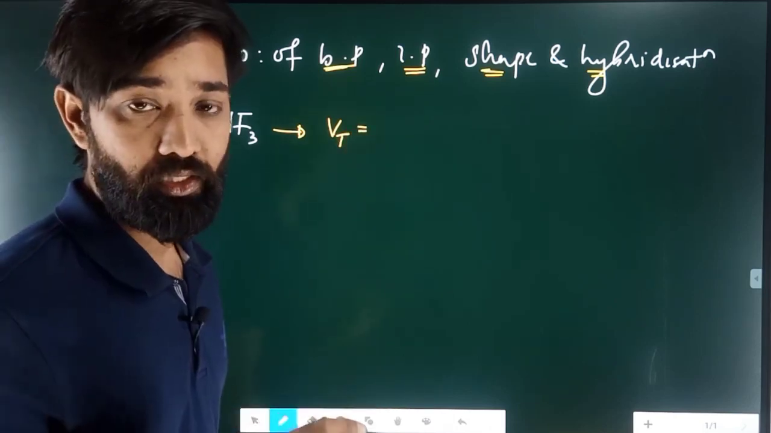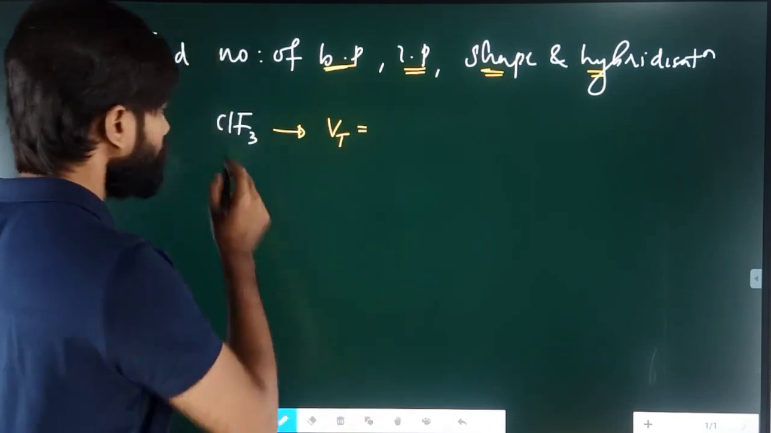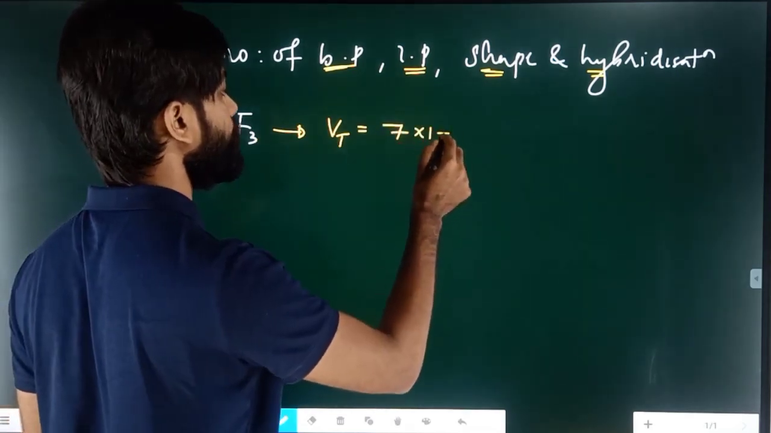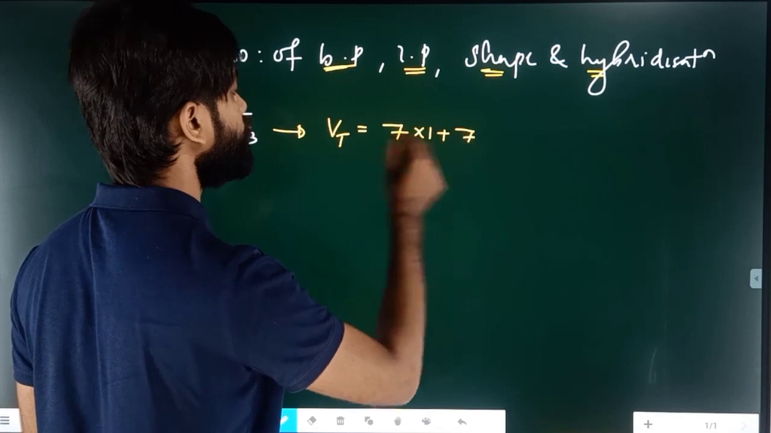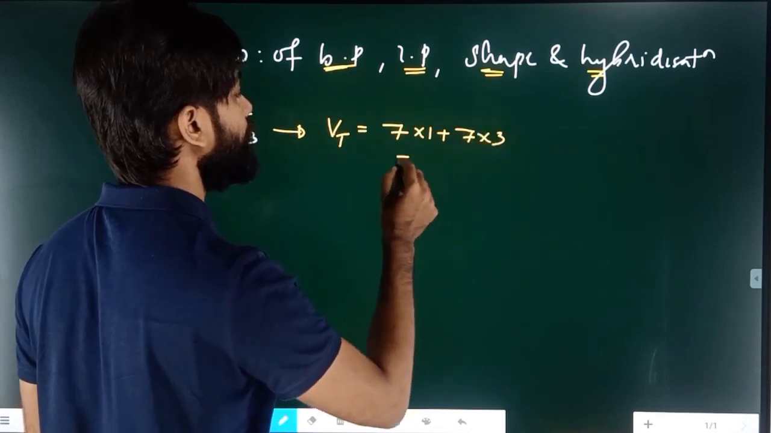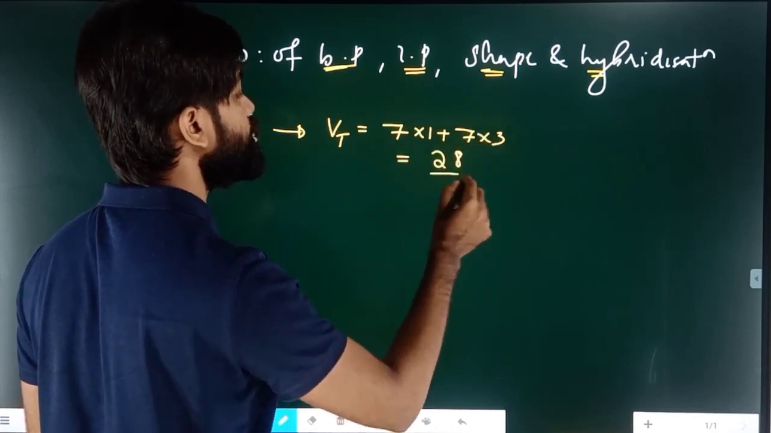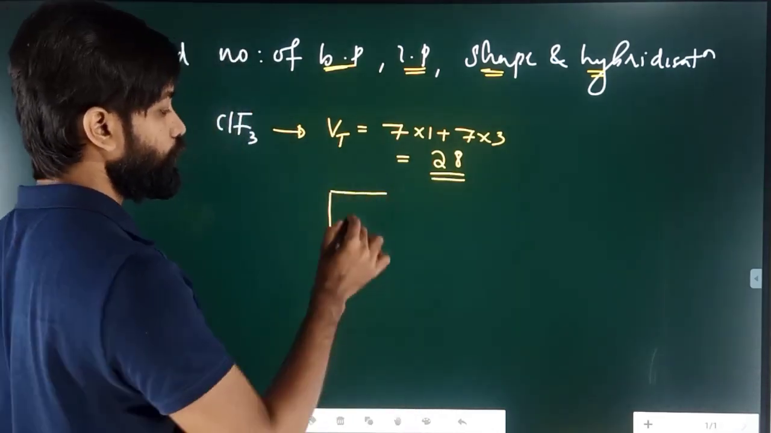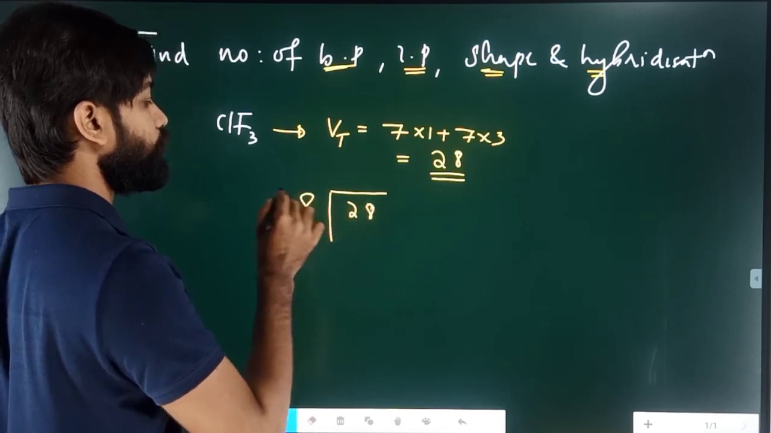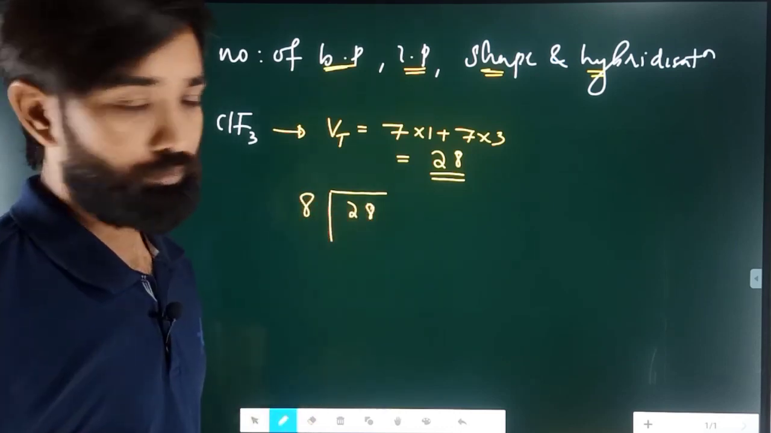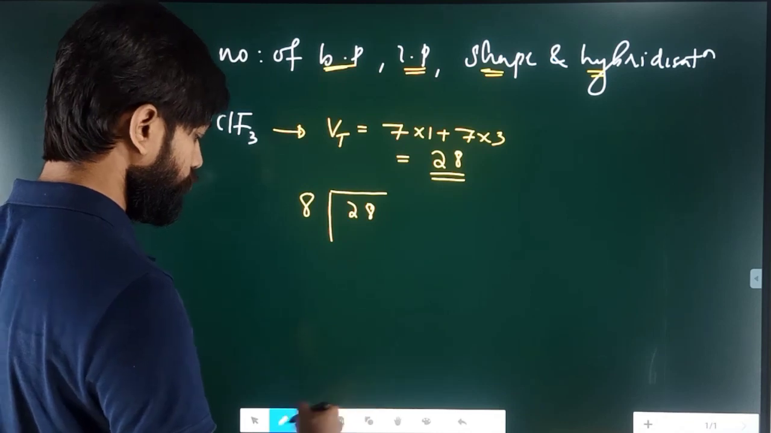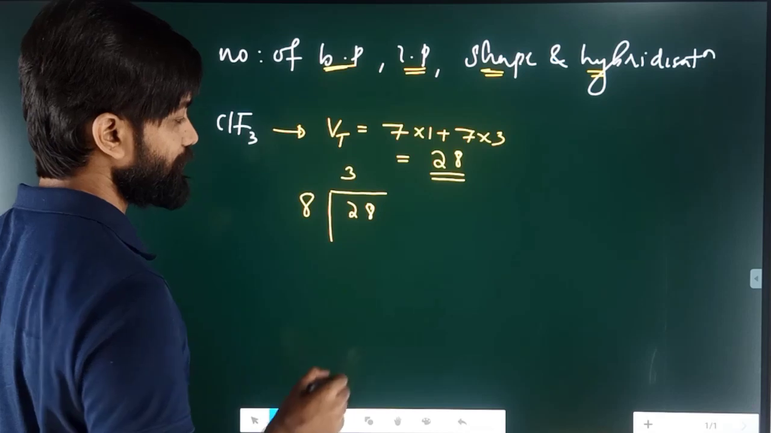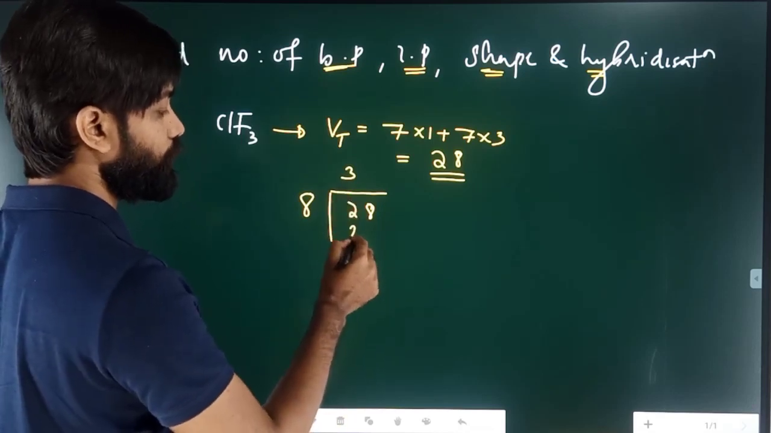It's not total valency, it's total valence electron. Valence electron of chlorine is 7 into 1 plus valence electron of fluorine 7 into 3, and the total valence electron is 28. Once you obtain the total valence electron, you divide it once by 8. So you obtain 3 as the perfect divisor.